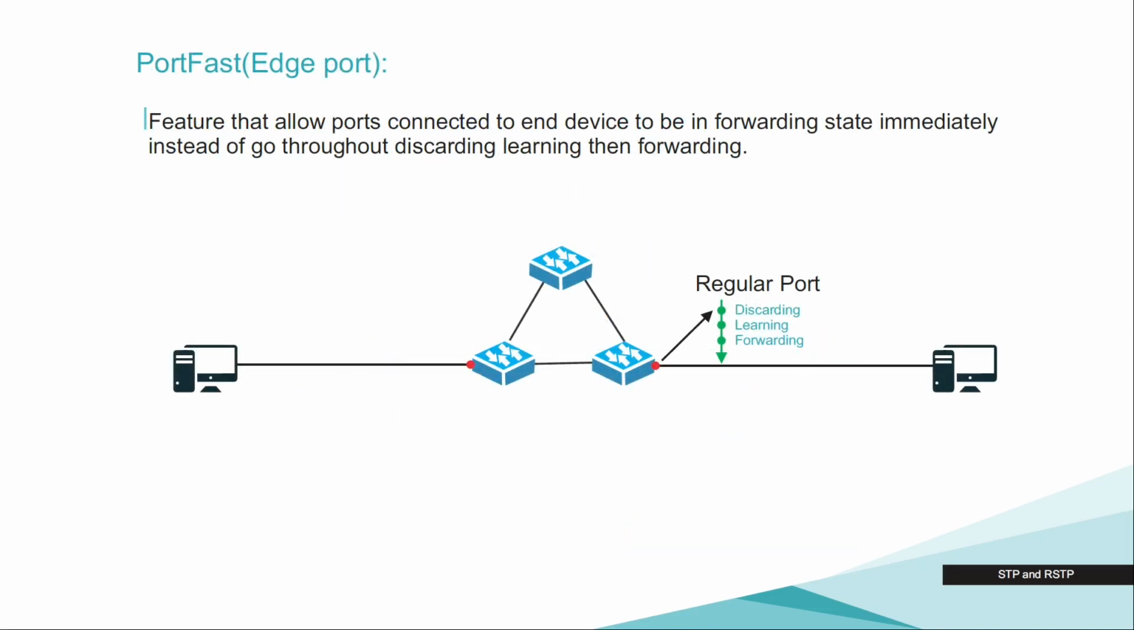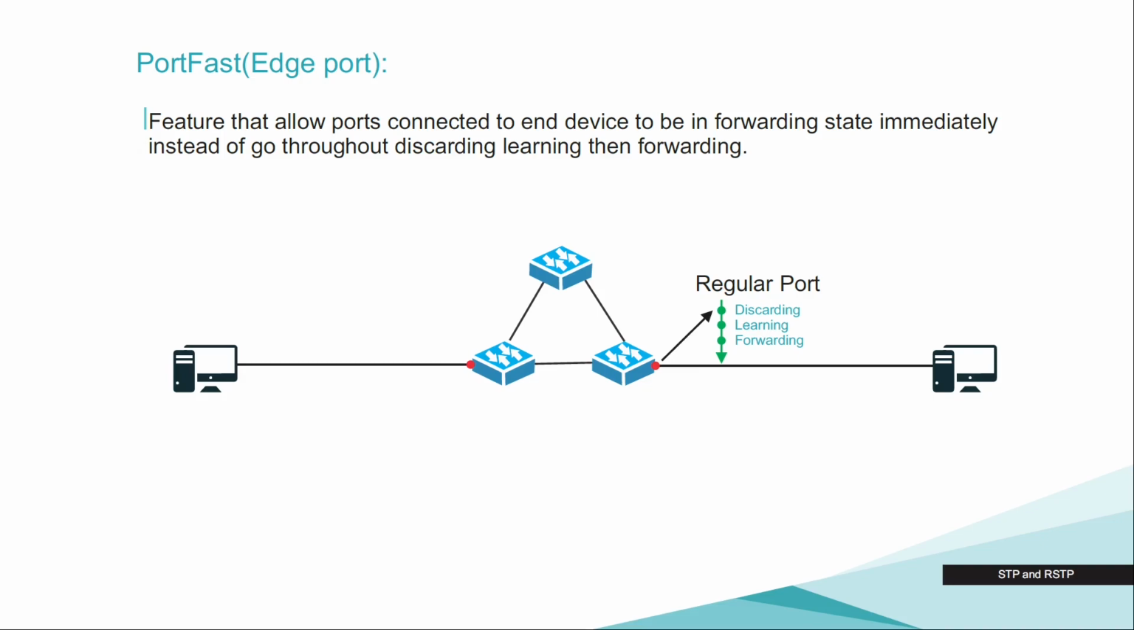For classic spanning tree and RSTP, there is something called PortFast. For classic spanning tree, it is called PortFast. For rapid spanning tree protocol, it is called edge port. And PortFast is a feature that allows ports connected to end devices to be in the forwarding state immediately, instead of going through discarding, learning, forwarding, or blocking, listening, learning, forwarding.